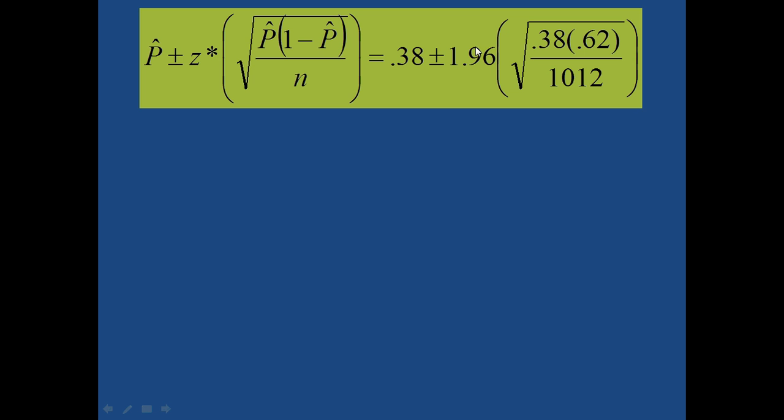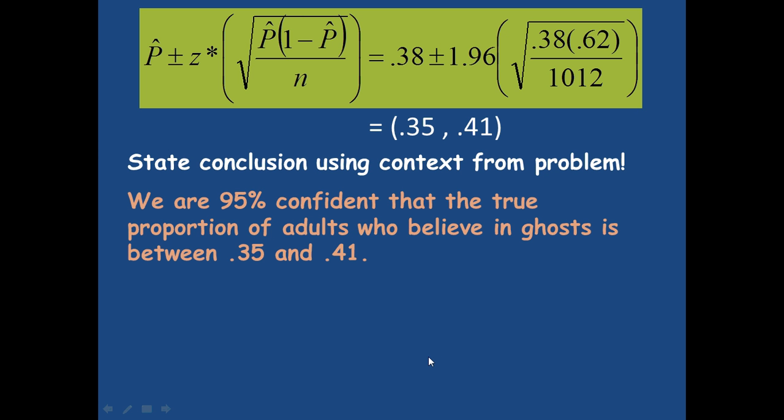The z star is how many standard deviations. And then this is just the standard deviation formula here for proportions: p times q over n, and the square root of that whole thing. Okay, so this 1.96 times that square root is going to give us a margin of error. We're going to get a final answer, rounded, between 0.35 and 0.41. So our conclusion would be we are 95% confident that the true proportion of adults who believe in ghosts is between 0.35 and 0.41.